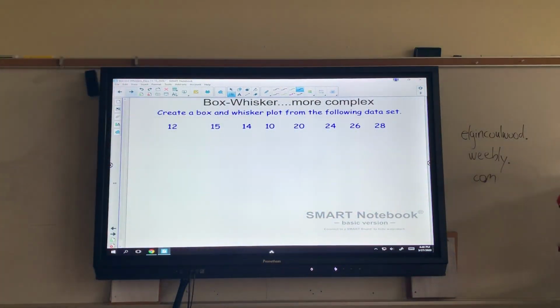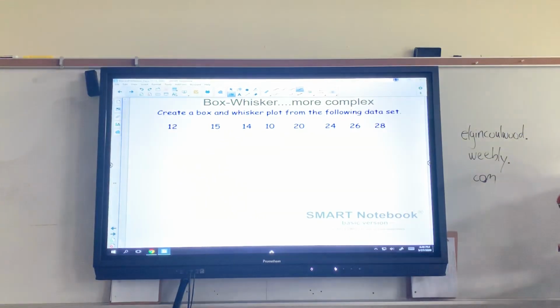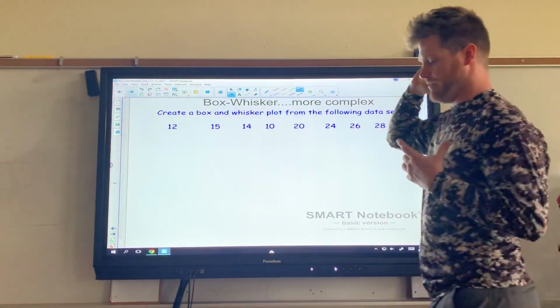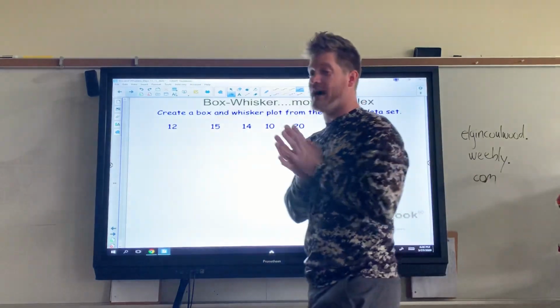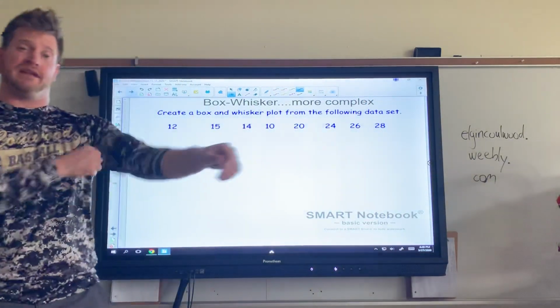All right. Moving on to the more complex box and whisker stuff. We've talked about box and whisker before when there's always an odd number of values. Today we're going to get into when there's an even number of values.